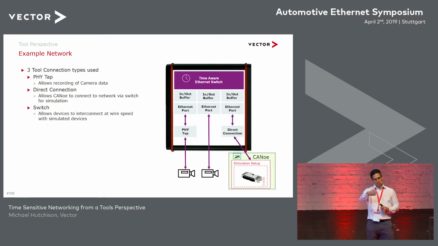The second type of connection is a direct connection, and a direct connection is essentially the ability for Canoe to come into the network and act as though it's part of the network. So we're going to use that to connect the Canoe simulation of the ECU onto the network switch. And then we're going to have a switch connection as well. In this case, we're going to have a 3-port switch, and that's going to allow all of those devices to connect together, and they'll all be able to talk to each other at wire speed.